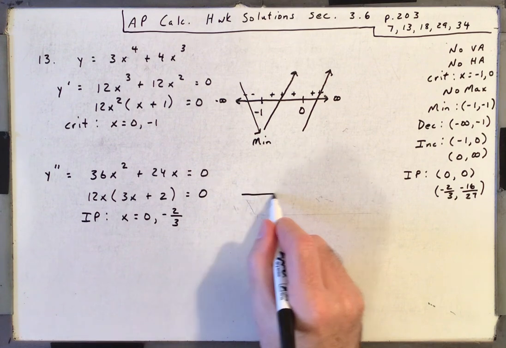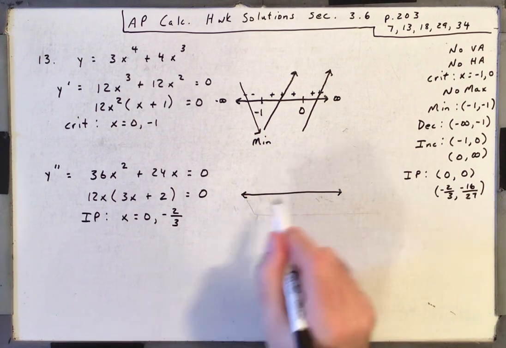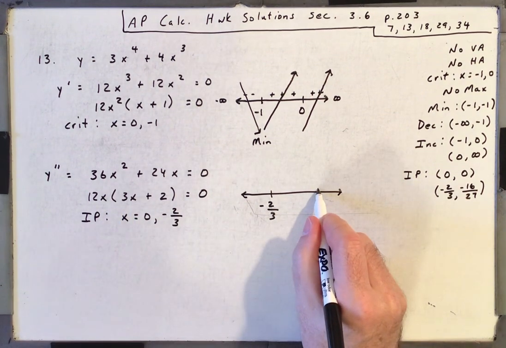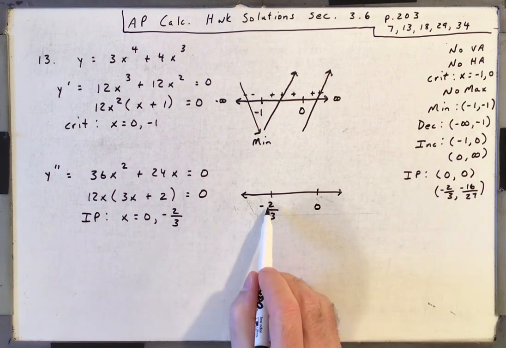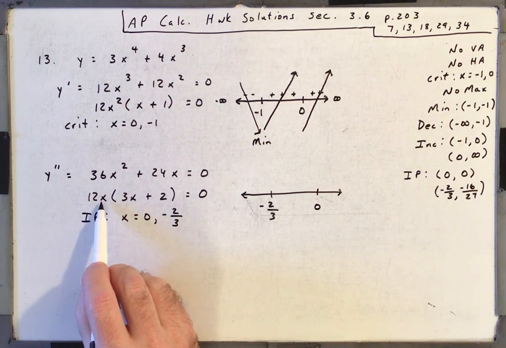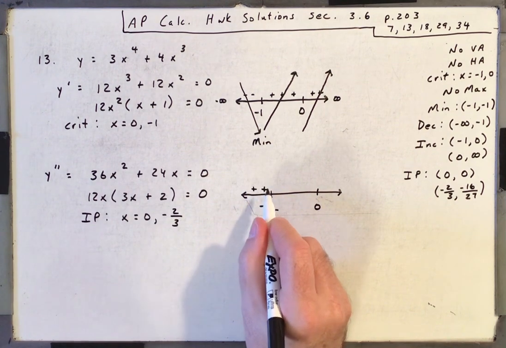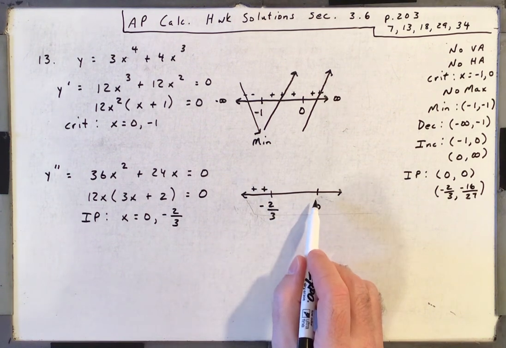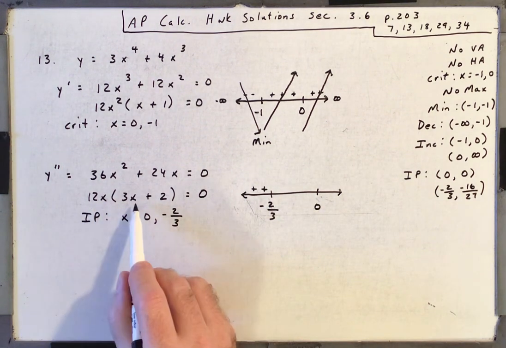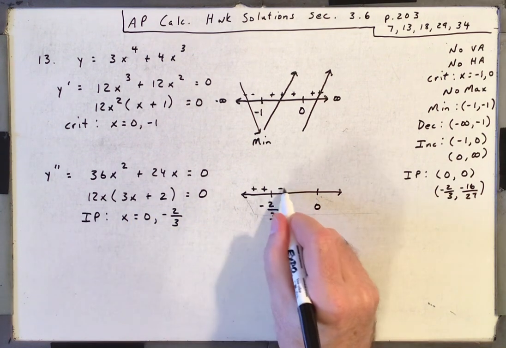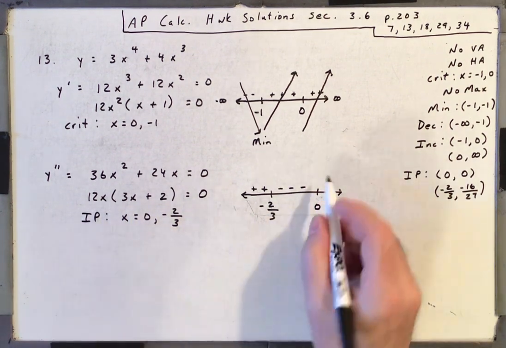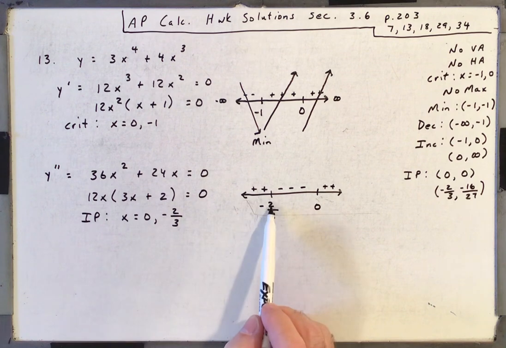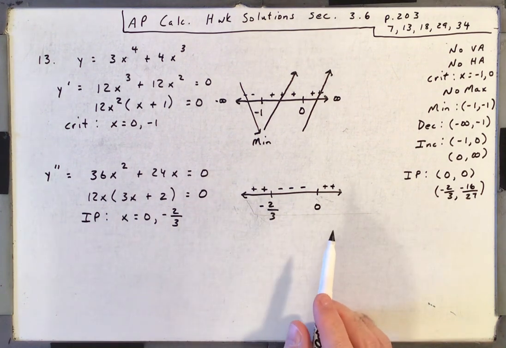Let's do our sign line for the second derivative. I'd like to do negative 2/3 right next to the factored version and 0. Okay, I'm going to pick negative 1, so that'd be a negative times a negative, so positive. And then in between there, negative 1/2 would work. So that'd be negative times positive, so that's negative. And then let's pick a 1, that'd be positive, positive. Okay, and if you're struggling with that, again, you can use your calculator to plug those numbers in there.